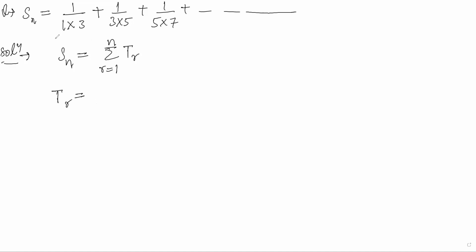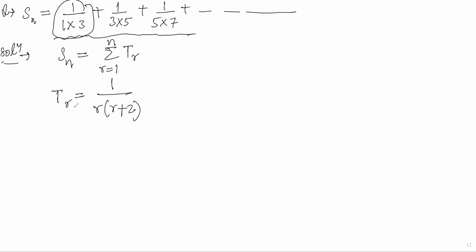First of all, if any one of you has already found out the TR, please tell me. Is it 1 by R into R plus 2? I don't think so. Okay, so how would you find out that you are wrong? Just put the terms. Put the value of r. If you put r is 1, you should get T1, which you already have. So if you put r is 1, then you get 1 by 1 into 3, which is correct.